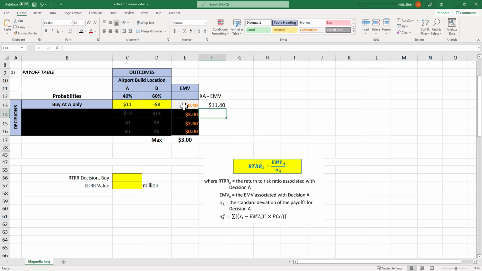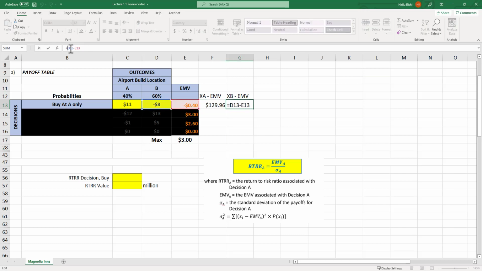only. Similarly, I would do this for the outcome B. So that would be the payoff associated with B minus the EMV. Now this value gets squared, so there's no reason why I couldn't have just put brackets around this and squared it to the power of 2. And I'll do the same thing over here.